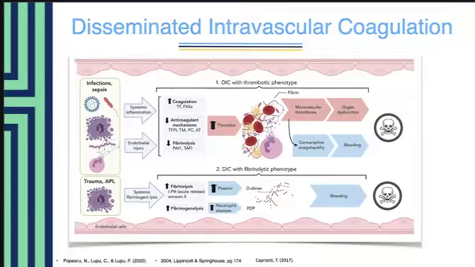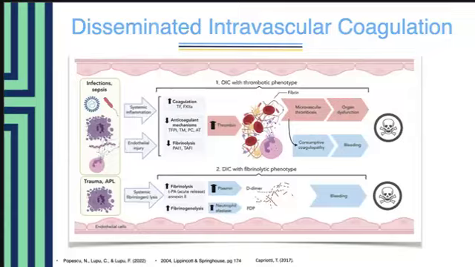When we think about DIC leading to that widespread clotting and consumption of clotting factors, that's because the coagulation cascade is excessively activated, and that causes excessive thrombin generation and fibrin formation. So this process rapidly consumes clotting factors, leading to their depletion and subsequently the bleeding complications.